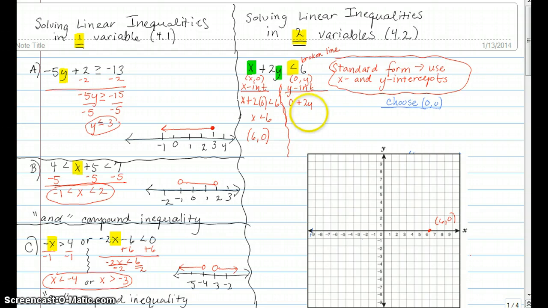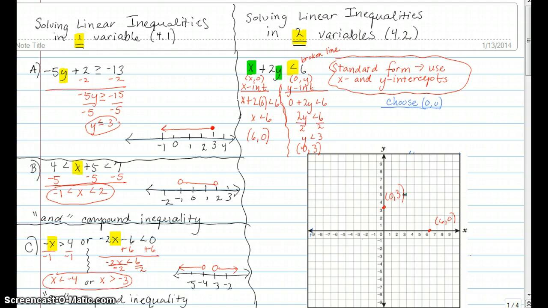And then we're going to do the y-intercept, so it's going to be 0 for the x value, plus 2y, less than 6. So 2y is less than 6. Using the division property of equality, divide by 2. y is less than 3. Now, that ordered pair is going to be 0, 3, because it's a point on the y-axis, so it's going to be 0 and a y value, so 0, 3. And we're going to label it 0, 3. Now, we're going to connect those 2 points.